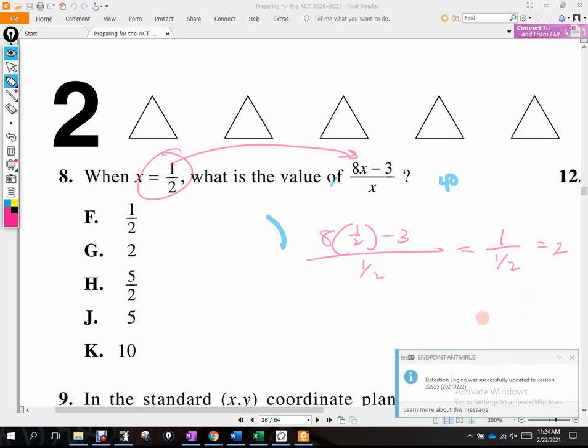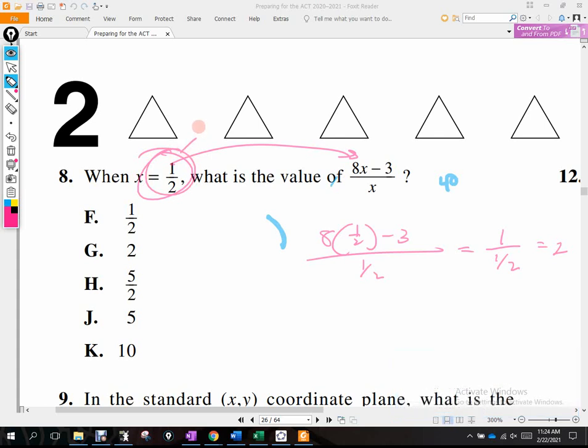Okay. Now, if I'm a person that doesn't want to go through all of this, order of operations, that kind of thing, I would probably take 1/2 and change it to what? I would change it to 0.5. And now I would type on my calculator, I would take that 8 times 0.5 minus 3, hit enter, right? And then divide that by 0.5, and it will spit back your 2 to you.